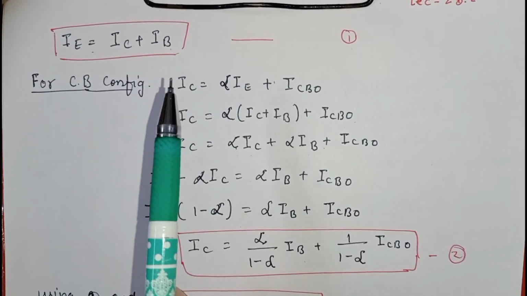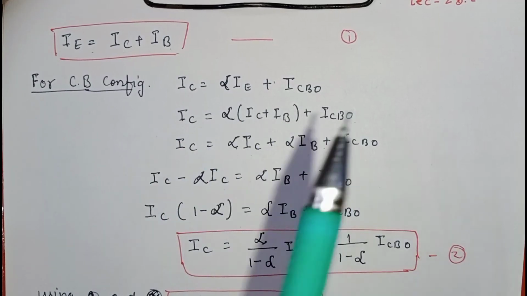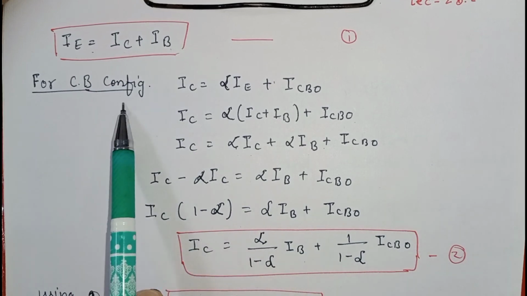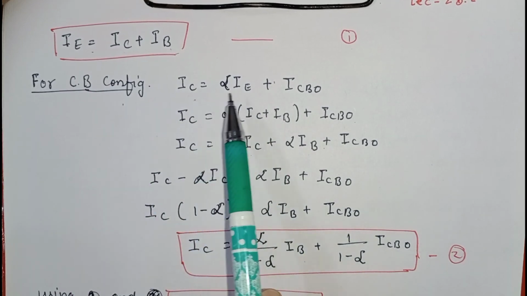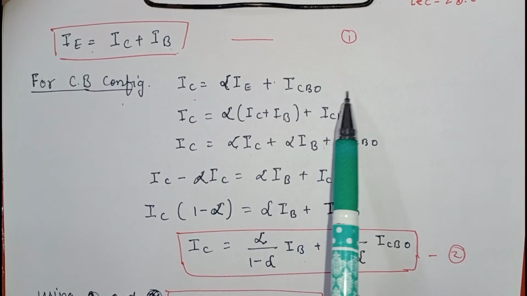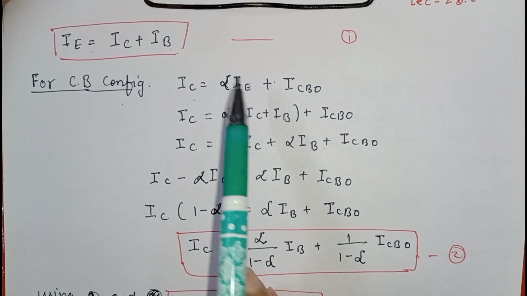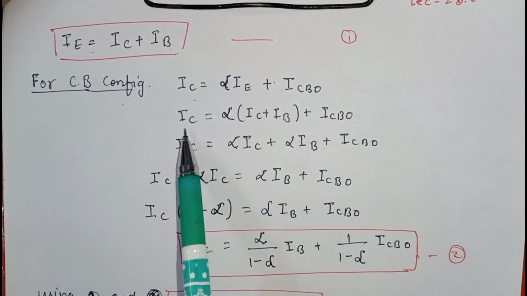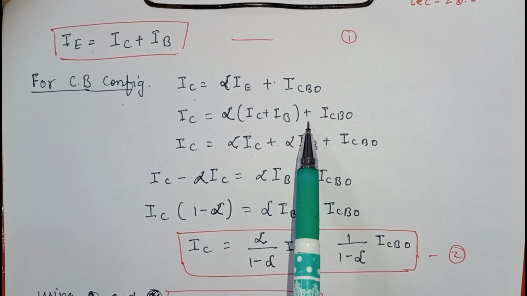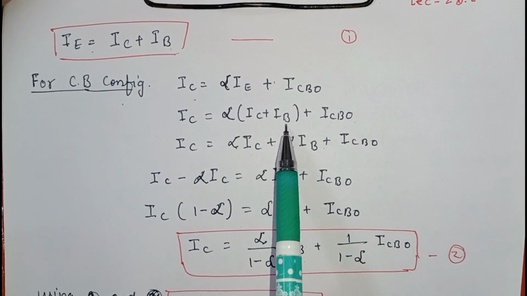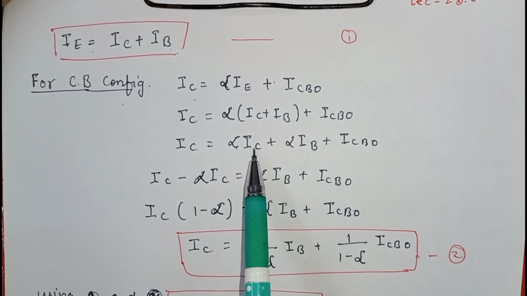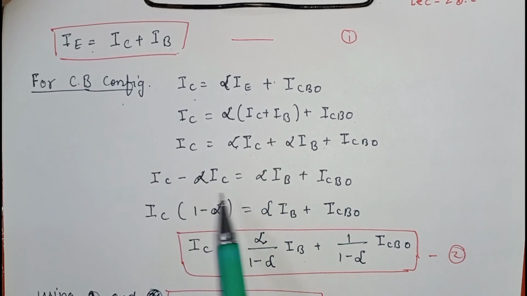Now we'll derive one more equation of IC that is very useful. We know IE equals IC plus IB, and for common base configuration, IC is equal to alpha IE plus ICBO. It is derived in our last lecture. We will put the value of this IE here. Now the equation becomes IC equals alpha times (IC plus IB) plus ICBO. Now we will open the bracket and multiply this term with this and this. Now we will take this term to the left side. The equation becomes this one.